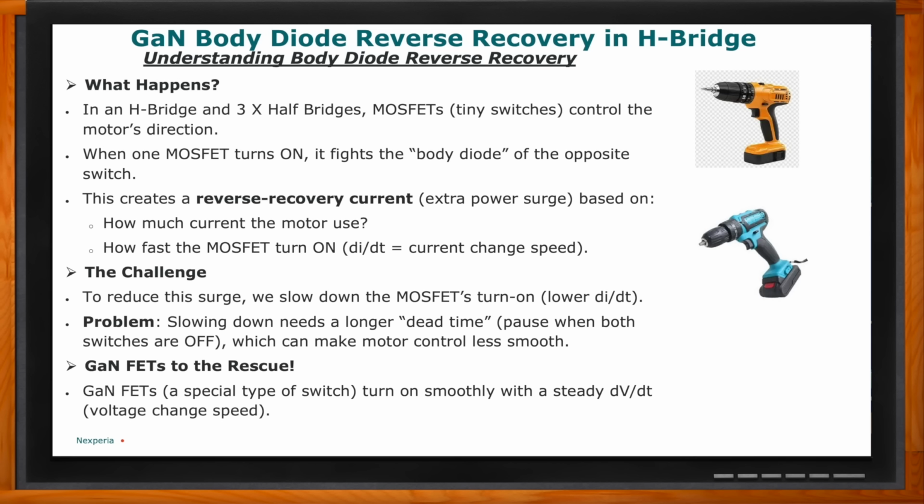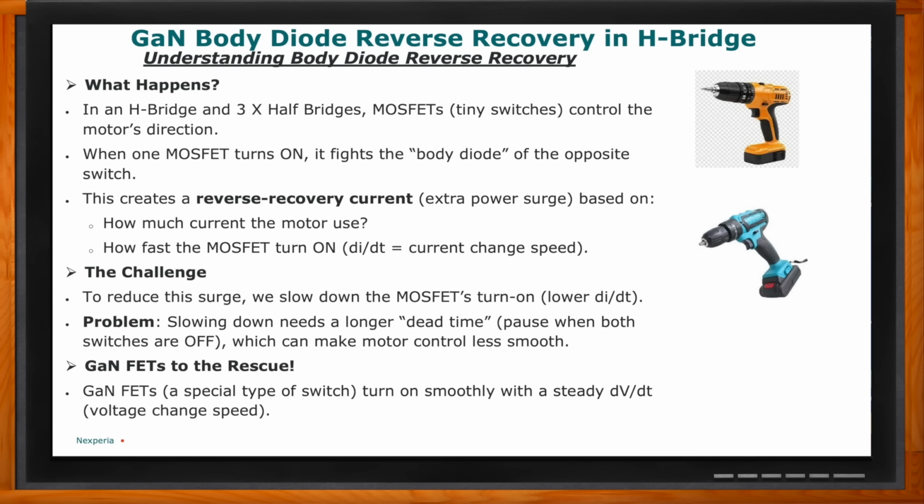So the reverse recovery, which is an extra power surge, affects how much current the motor uses, how fast the MOSFET will turn on, and how quickly you can change speed. In many cases, we slow down the MOSFET to turn on because we have to compensate for the MOSFET that's slow being turned off. And right now, the problem is solved with the GaN because the dead time is going to be much, much quicker than with the silicon MOSFET or even with the silicon carbide MOSFET.